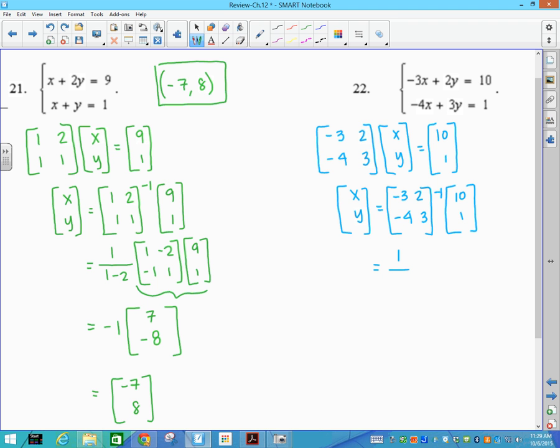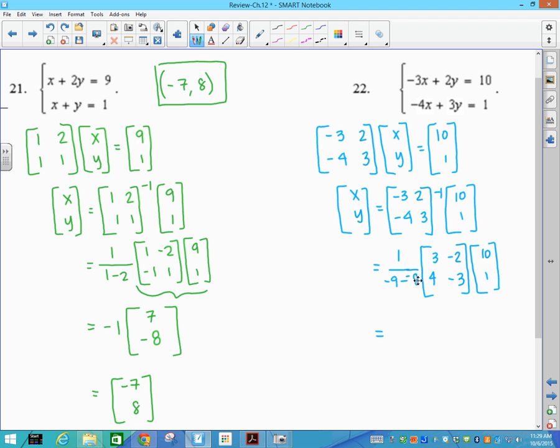That's 1 over, to find the inverse, we take 1 over negative 9 minus a negative 8. I'm going to write it like that so that people can see where we get our numbers. Then I switch these two, so that's going to be 3 and negative 3, and I negate these two, which means give them the opposite sign. So now I have 10, 1.